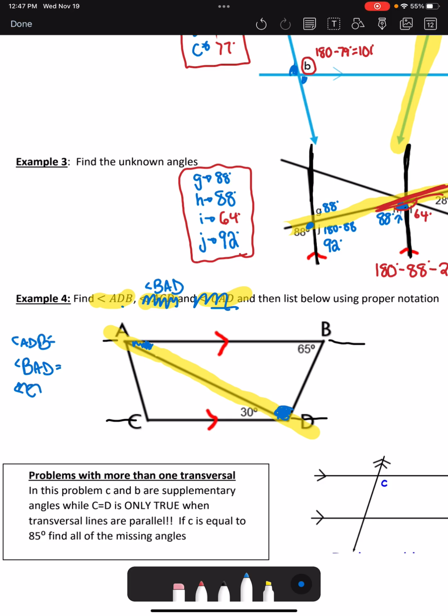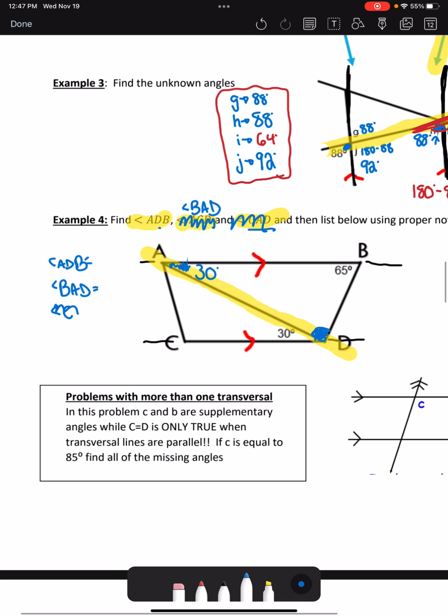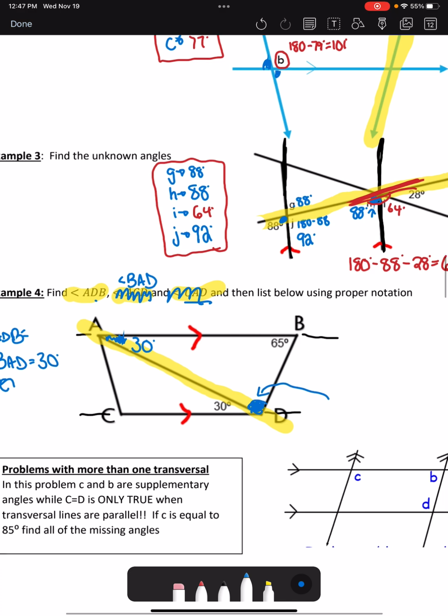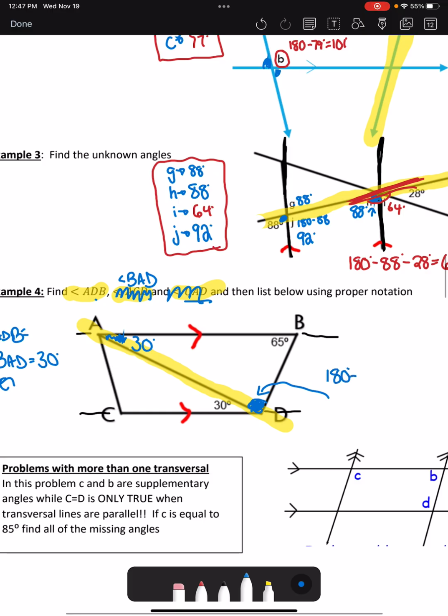Perfect. So angle BAD, if this is 30 and we're looking at the highlighted transversal, this will be 30 right here because that is opposite interior angles. So that would be BAD is 30 degrees. Let's write that in there. Now that I have that angle, I can find angle ADB, because do you see this triangle that's forming? So we know triangles add up to 180, so we're going to go 180 minus 30 minus 65, and that gives me 85 degrees. So I know this angle right here is going to be 85 degrees, which is angle ADB.